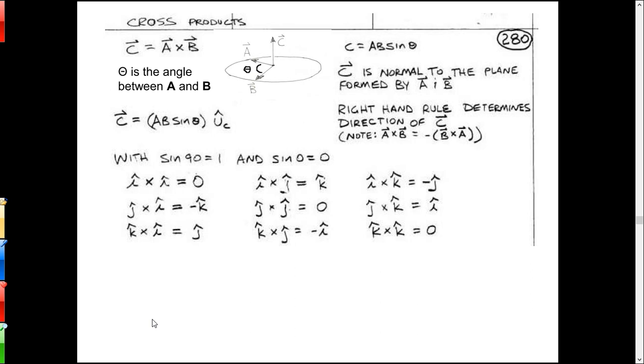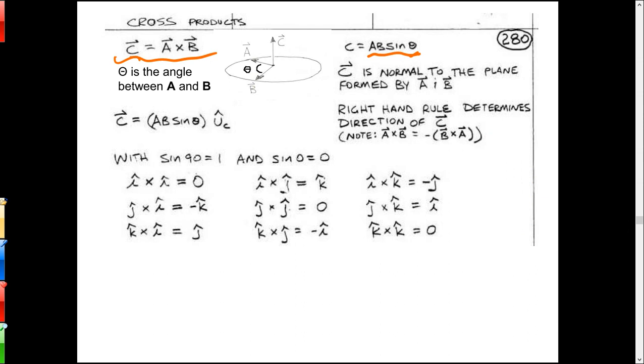Okay, so what we're going to use here is a cross product. Cross product is C is A crossed with B. So that's not a multiplication symbol. That's a vector operation. It's called a cross. Now what we do here, the magnitude of C is AB sine theta. Before on the dot, it was AB cosine theta. For a cross, it's AB sine theta.